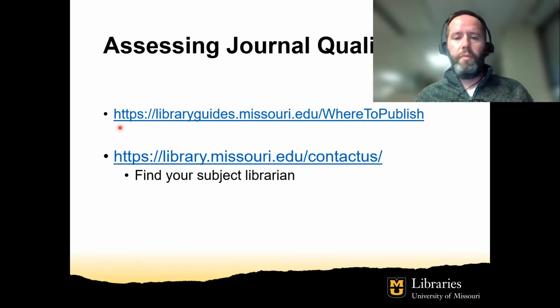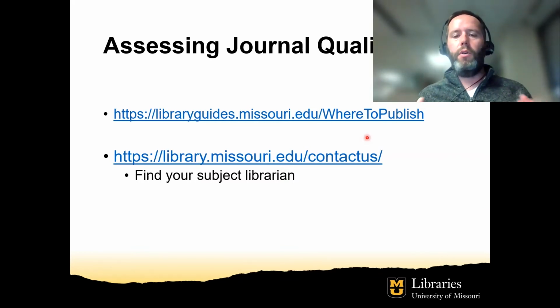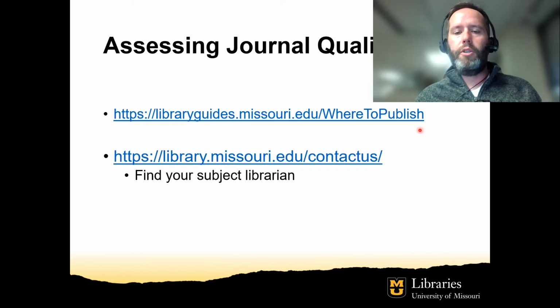All of those, the metrics, the citations, the site score, the impact factor, it varies by discipline. It varies by field. We have some resources on this guide, libraryguides.missouri.edu/where-to-publish, that kind of walk you through where to get those numbers. So, you know, here's a link for the site score, type in your journal, and here's how to read it. So we have a lot of that kind of information there.